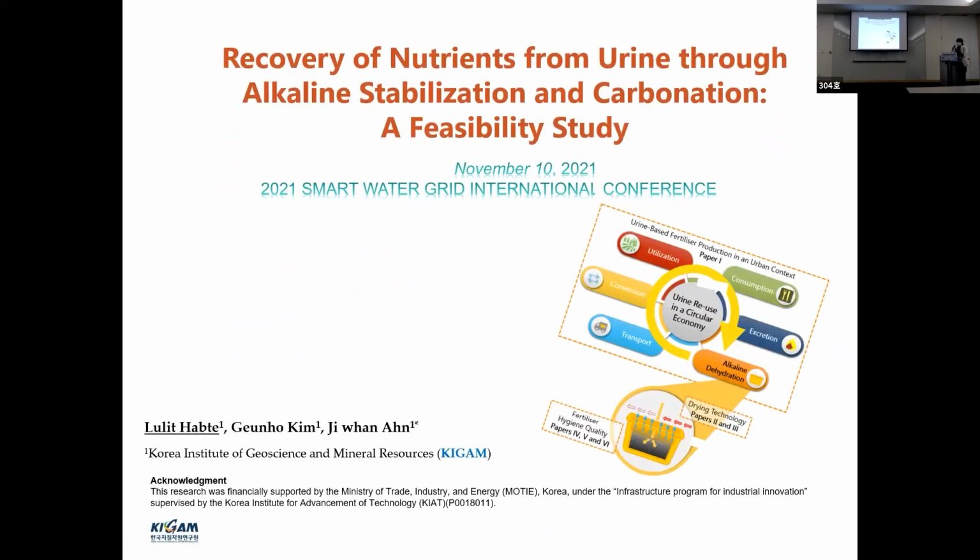I will present this title today. And this is a very basic experiment, or a very basic study, so we will go through it. The main point is to recover nutrients like nitrogen, phosphorus, and potassium from human urine by using alkaline stabilization and carbonation.